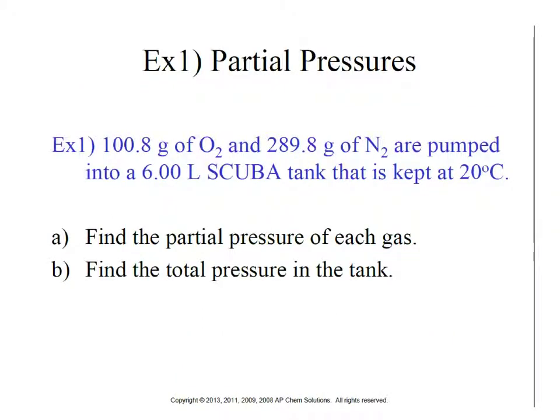So here's an example of a problem. We have 100.8 grams of oxygen and 289.8 grams of nitrogen inside of a scuba tank, and it's a 6-liter scuba tank. We want to know the partial pressure of each of those gases and then the total pressure inside the tank. Now, we're not given any pressures here. We're only given grams. Can we convert grams into pressure? Yeah, this will be a PV = nRT problem then.